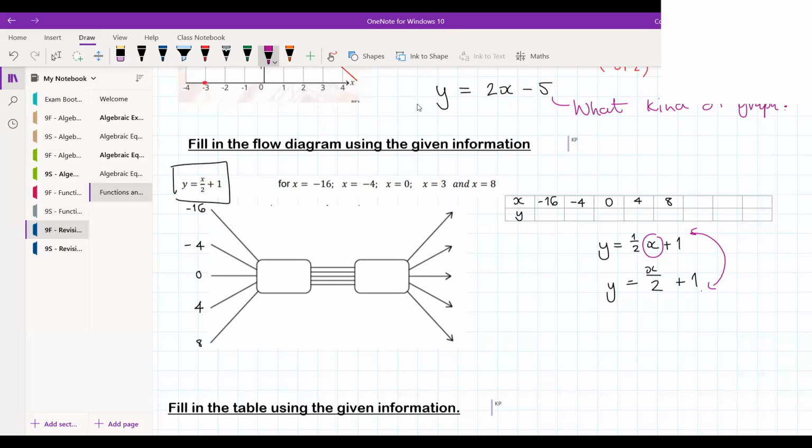Do not forget my coordinates, guys. Remember, for my coordinates, open brackets, my x coordinate is -16, semicolon, give me my y value. Same with the next one. My x coordinate is -4, so open brackets, -4, semicolon, give me my y value. When you're done, again, pop an emoji in the chat, guys. You've got 3 minutes. If you want to use the flow diagram, you can do it like this. Times 1/2 plus 1.